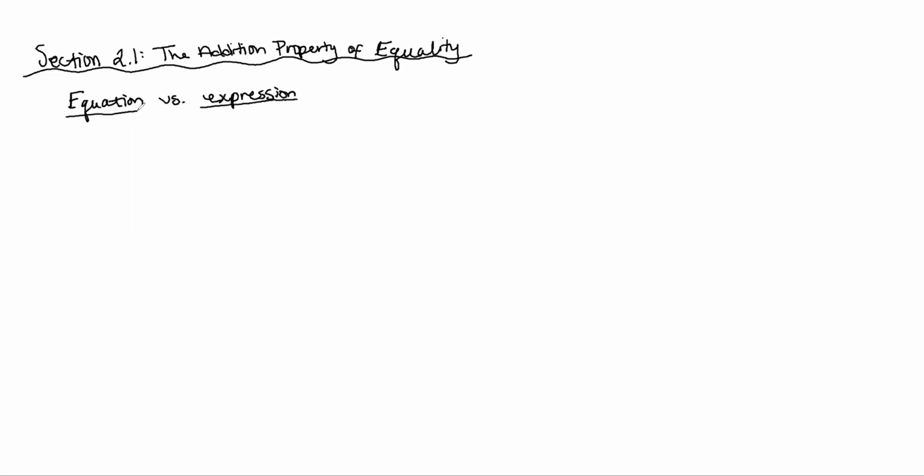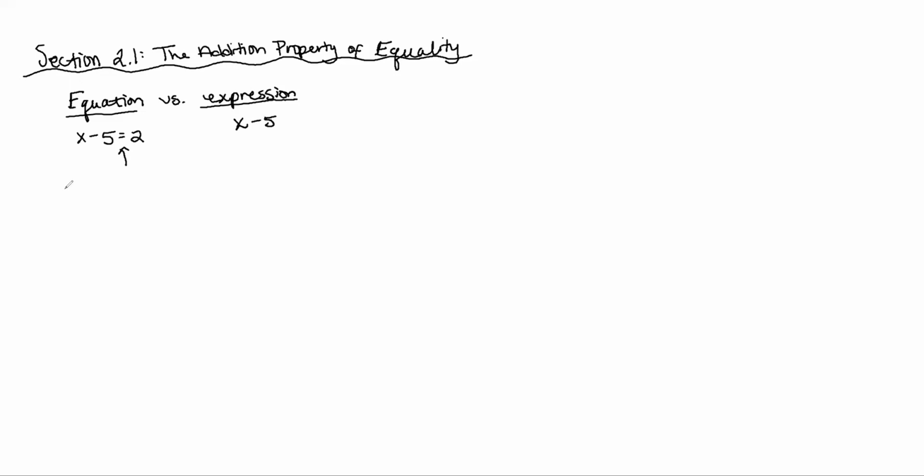Just to review that, an equation looks something like x minus 5 equals 2. And so it has to have this equal sign here. If it doesn't have an equal sign, so let's say we just have x minus 5, then this is an expression, and an expression we can't solve. We can't find what x is. Can't find what it's equal to because there's no equal sign.